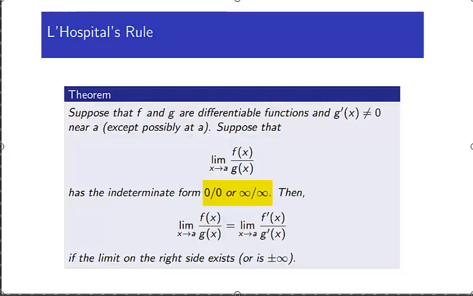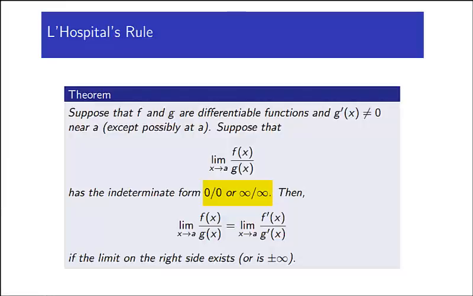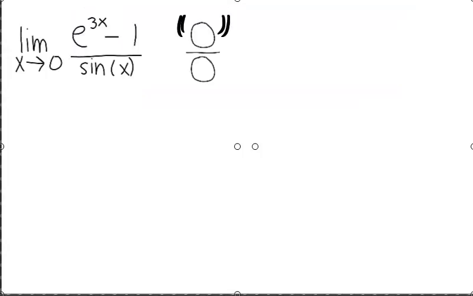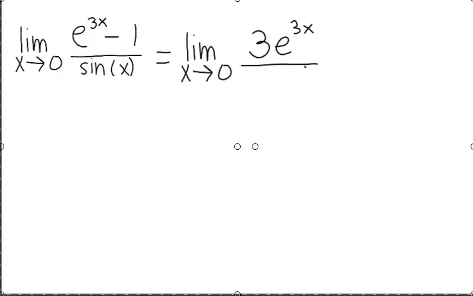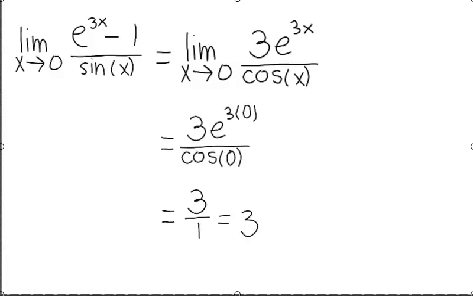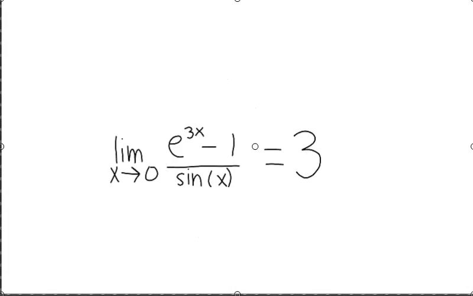Now that we have this tool at our disposal, let's return to the limit which stumped us earlier. Since this limit has the indeterminate form 0 over 0, we can replace the top function f of x with its derivative f prime of x, and the bottom function g of x with its derivative g prime of x. Now, evaluating the resulting limit, we get 3 over 1, which equals 3. L'Hôpital's rule tells us that this is also the value of the limit we had to begin with. Thus, the limit as x goes to 0 of e to the 3x minus 1 over sine of x equals 3.